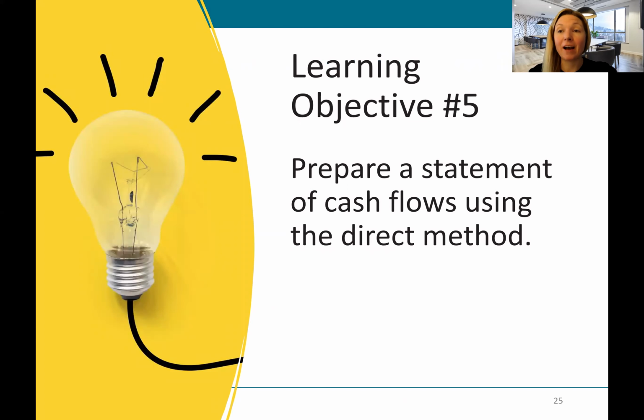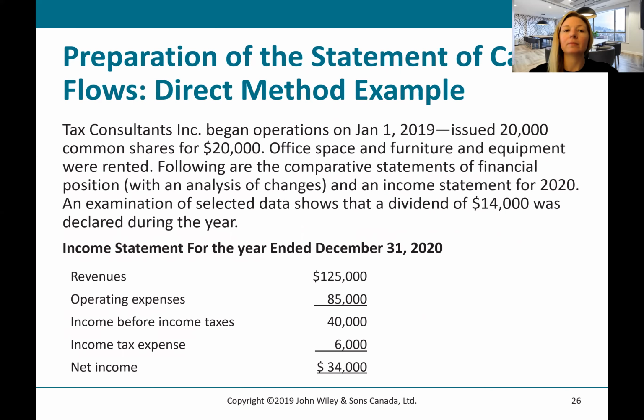Learning objective number 5, prepare a statement of cash flows using the direct method. Preparation of a statement of cash flows. So here's an example. Tax Consultants, Inc. began operations on January 1st, 2019, and they issued 20,000 common shares for $20,000. Office space and furniture and equipment were rented. Following are the comparative statements of financial position and an income statement for 2020. An examination of selected data shows that a dividend of $14,000 was declared during the year.